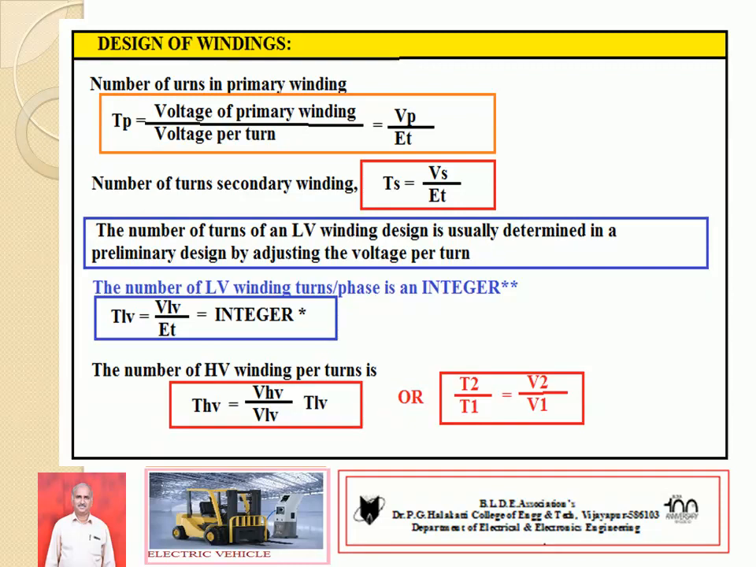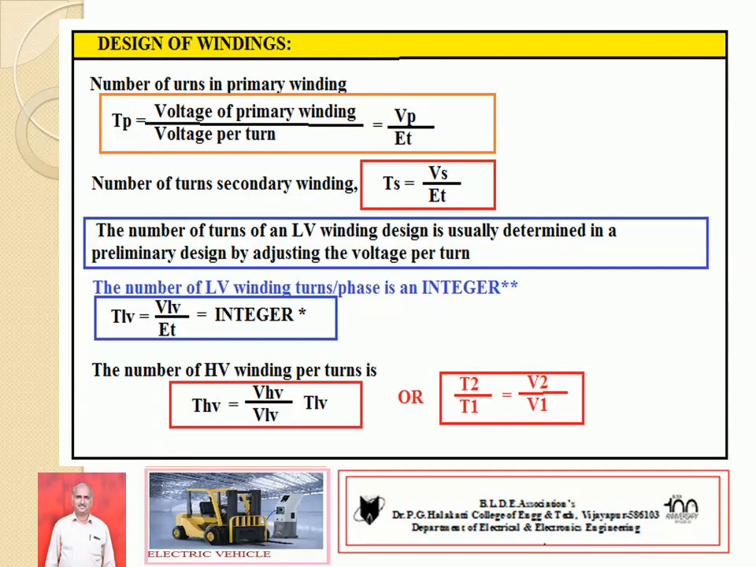Voltage divided by voltage per turn, voltage is going to cancel, and you get turns. If you are calculating TP, you take the respective voltage VP. Similarly, the number of turns of the secondary winding, TS, equals Vs by Et. Then you get the secondary turns.